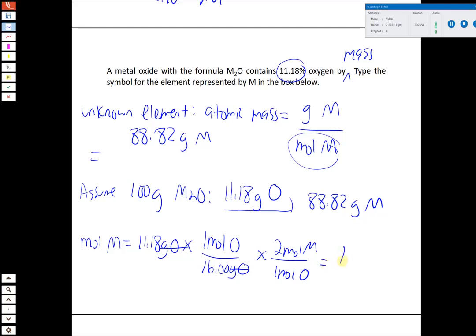So we get 1.398 moles of metal. So we're going to divide that by 1.398 moles. That's how many moles are in 100 grams. And when we divide those across by each other, we get 63.56 grams per mole. So I have to figure out which element has an atomic mass closest to 63.56.